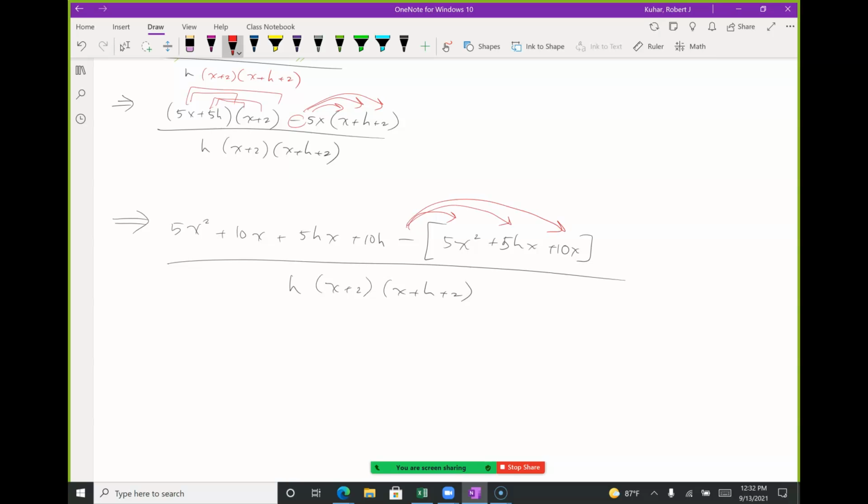I can get a little lazy on this because I know terms without h's in them should go away. So I know the 5x squared should go away. I know the 10x should go away. And it doesn't have to be that an h term can't go away. In fact, you will see here that the 5hx does go away. So now the only thing I have left is 10h over all of this stuff.